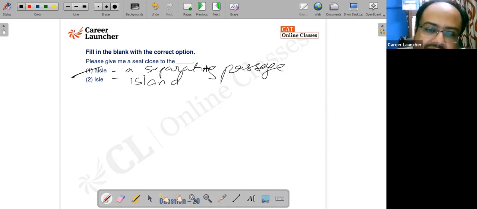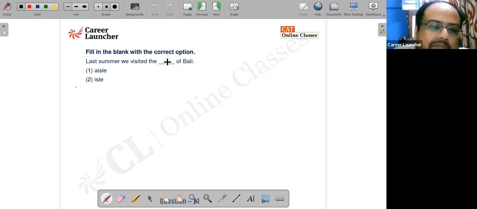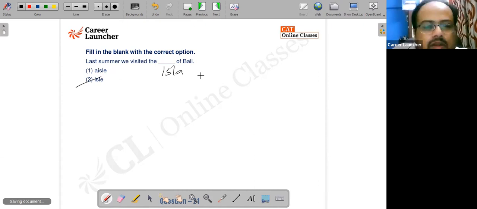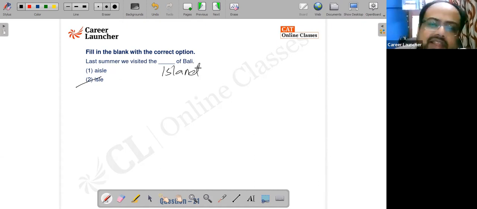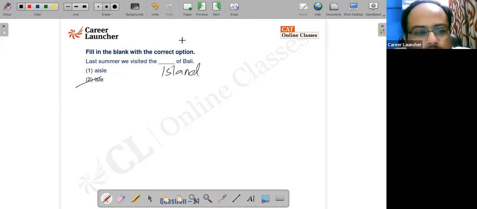there is a passage through which one can walk. That is known as an aisle. The same thing happens in a theater, in an auditorium. That separating passage between the rows or columns of seats, particularly the columns of seats, is an aisle. And in the second question, last summer we visited the Isle of Bali, I-S-L-E. What does it refer to over here? It refers to island. We visited the island of Bali. So it's the second option here.